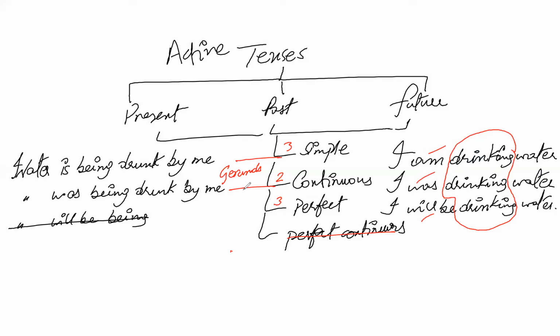Okay, so similar is the case with passives, but instead of having a variety of gerunds, for example, where you have here drinking, you could have eating. For example, I am eating my food. I was eating my food. I will be eating my food. So here you can have a variety of gerunds, but in passive structures there is no variety. Okay, there's only one gerund, that is being. Being stays throughout present and past.